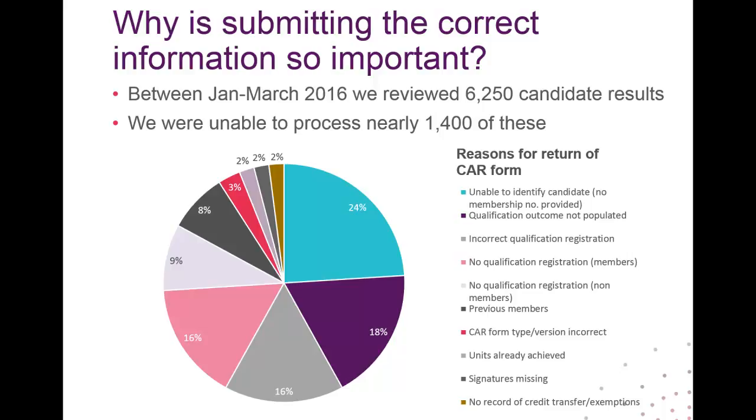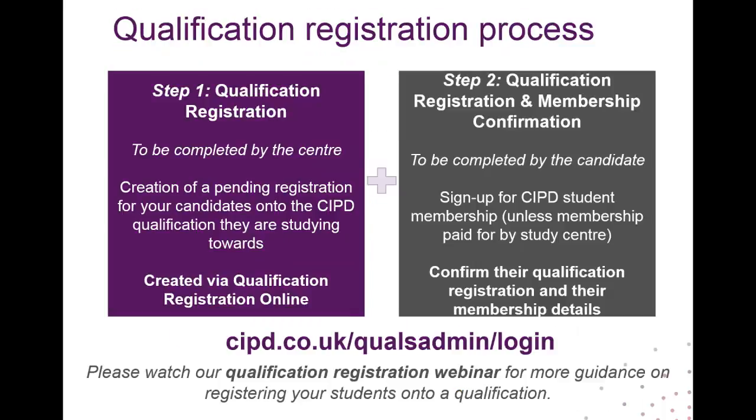You can find in-depth guidance on registering students on the Centre's extranet, but for the purpose of recording results, it's important to highlight that qualification registration is a two-step process. First, any candidate studying for a qualification must have a pending registration created by the Centre, using CIPD's Qualification Registration online system. This is the qualification which you will then need to submit student results in relation to.